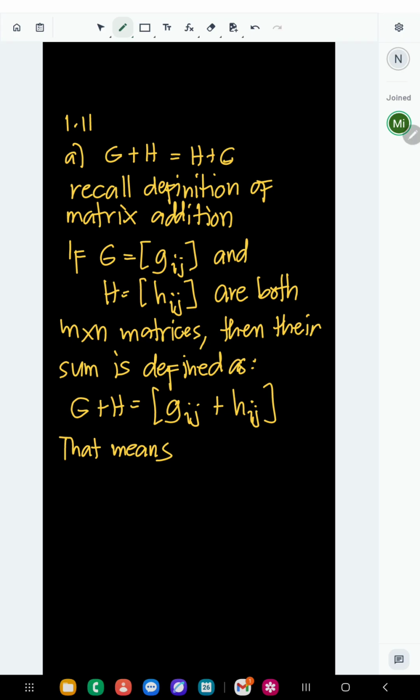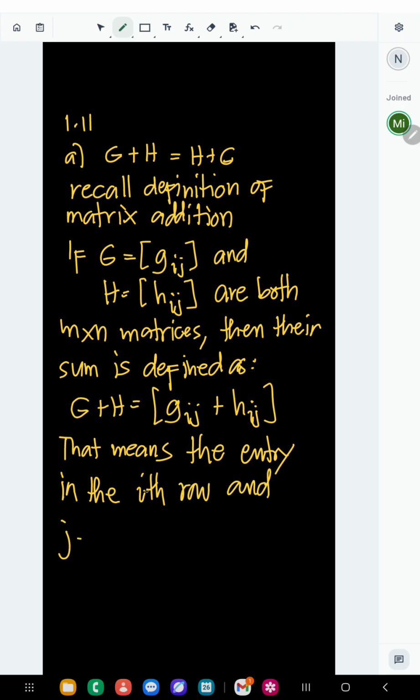Yeah, that means I will send you a screenshot of this. The entry in the ith row and jth column. It should be column, not row. Column of G plus H is G plus H.